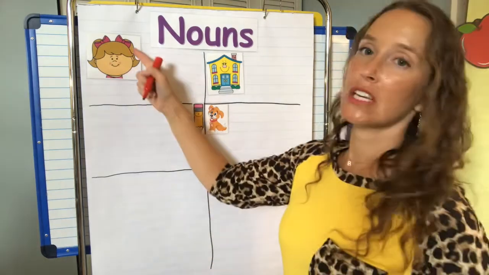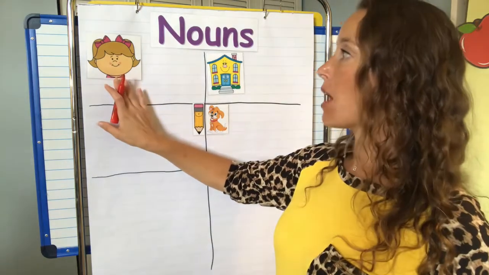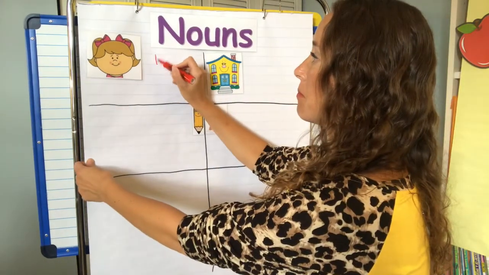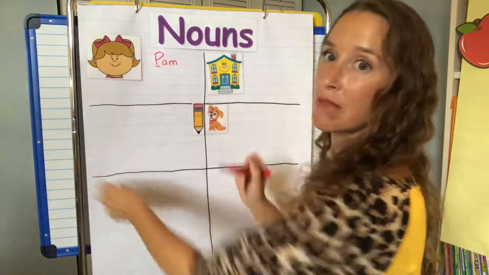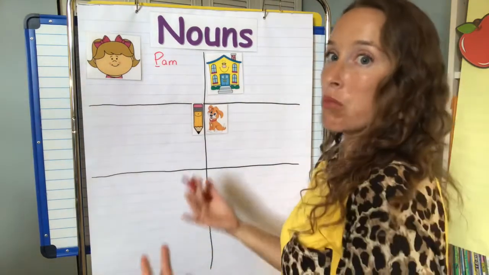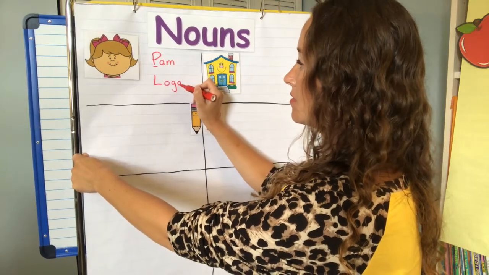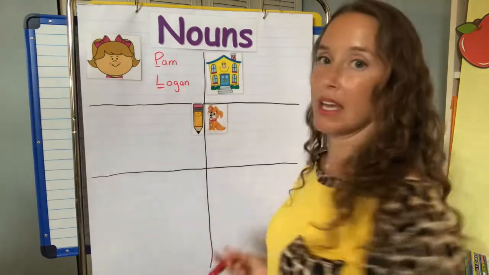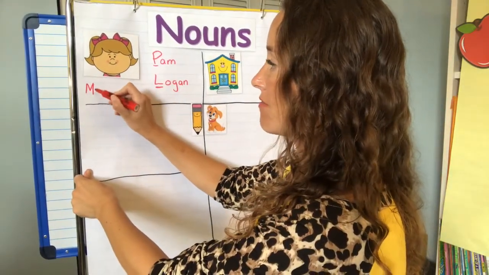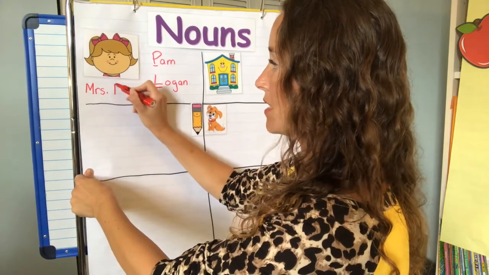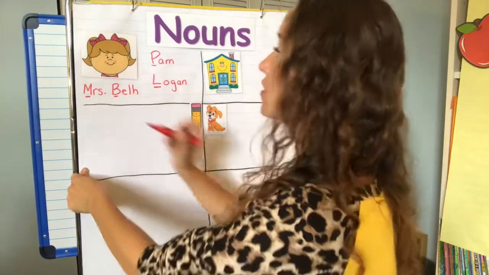So let's start over here with person. Instead of just calling her girl, which is a common noun, a proper noun gives her a name. So we could call her Pam. Pam gets a capital P because it's the name of a girl. So if we wanted to do a boy's name, Logan gets a capital L. It's his name. If I was doing my name, Mrs. Bell, I actually get a capital M for Mrs. and a capital B for Bell, because that's my name. Those are all proper nouns.